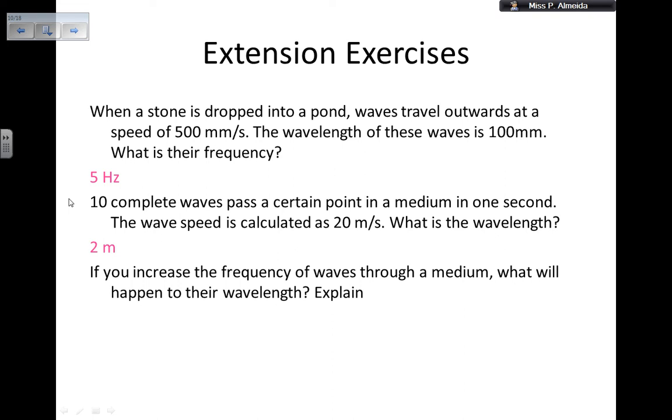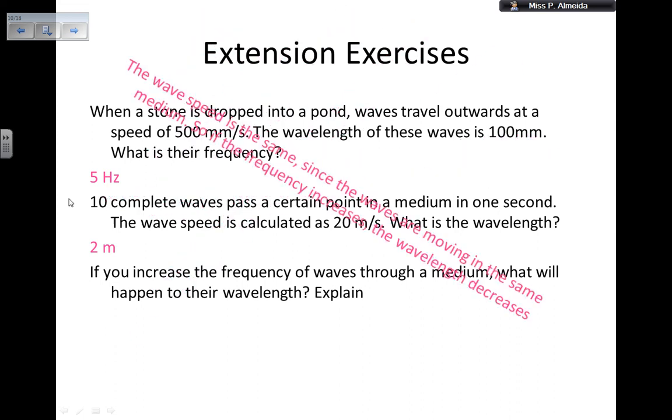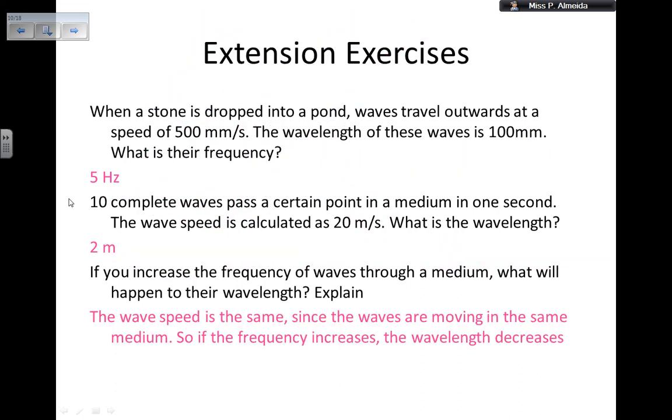So I get an answer of 2 meters. Finally, last exercise of the extension. If you increase the frequency of waves through a medium, what will happen to their wavelength? Explain. This is obviously assuming that the speed is the same. Now, because frequency and wavelength are multiplying each other, and the wave speed is the same, since the waves are moving in the same medium, when the frequency increases, therefore the wavelength decreases, okay? So higher frequency means shorter waves or shorter wavelength. Low frequency means waves with a longer wavelength, okay?